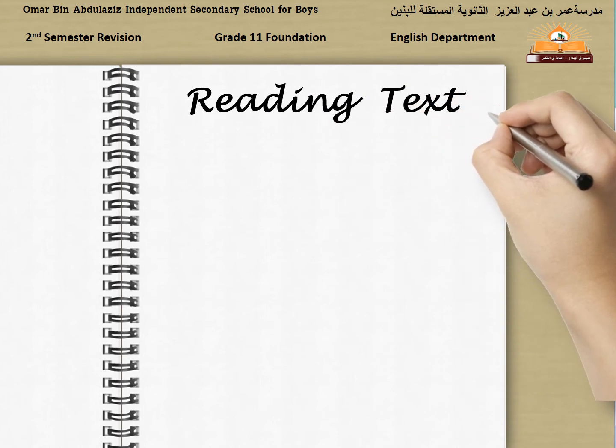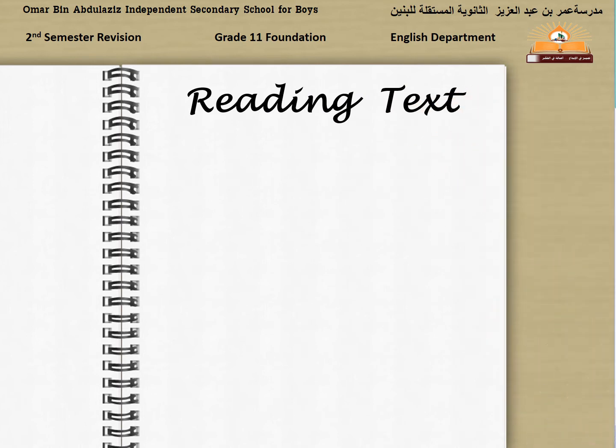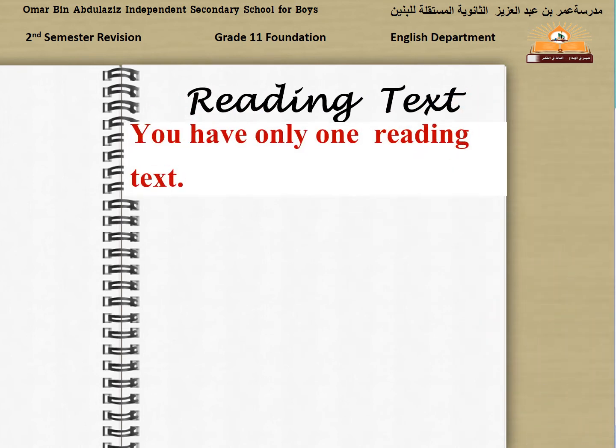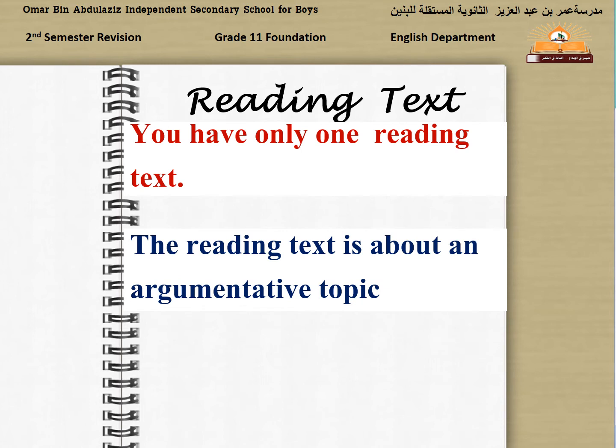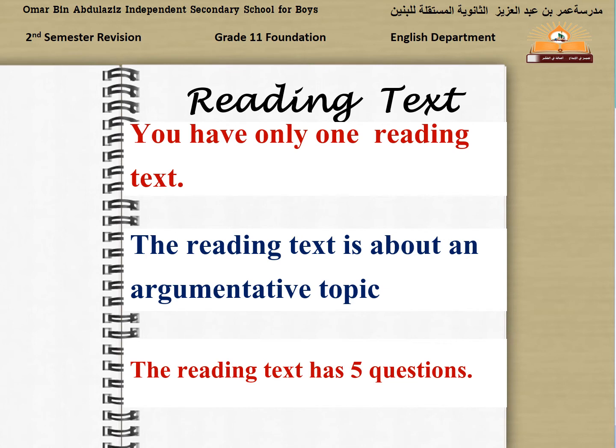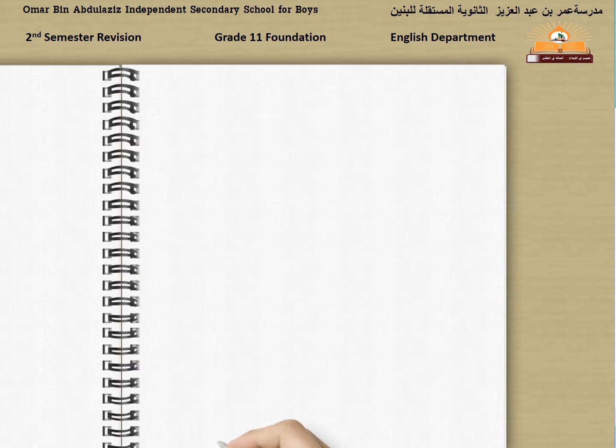Firstly, let's talk about the reading text. You have only one reading text. The reading text is about an argumentative topic. The reading text has 5 questions. As we mentioned before, 2 MC questions and 3 CR questions.